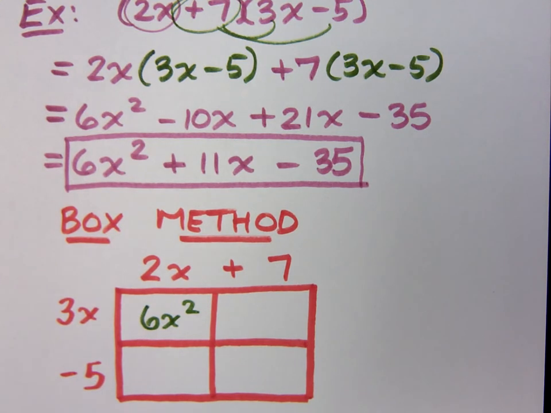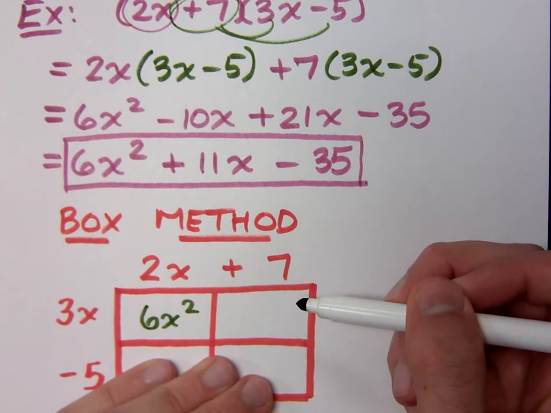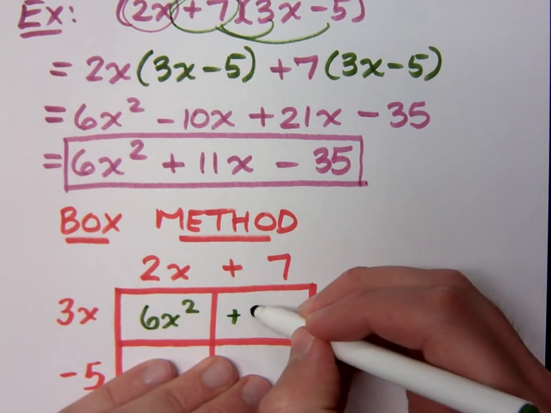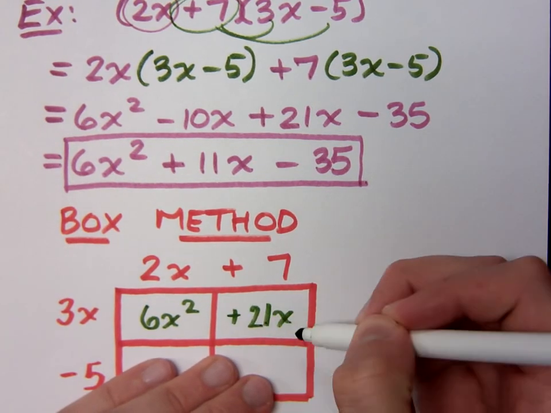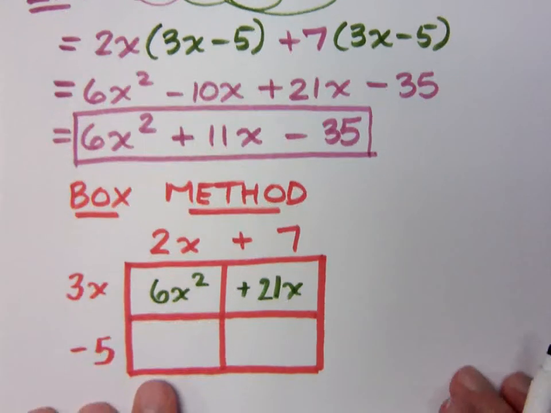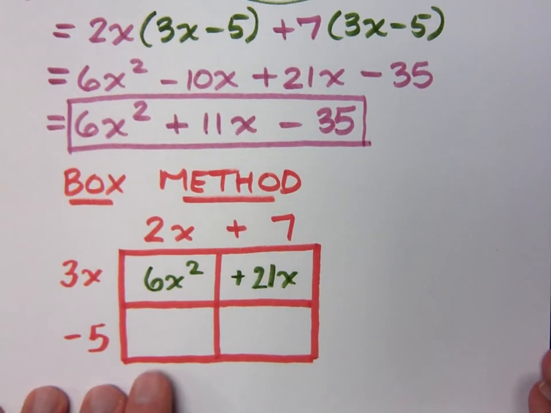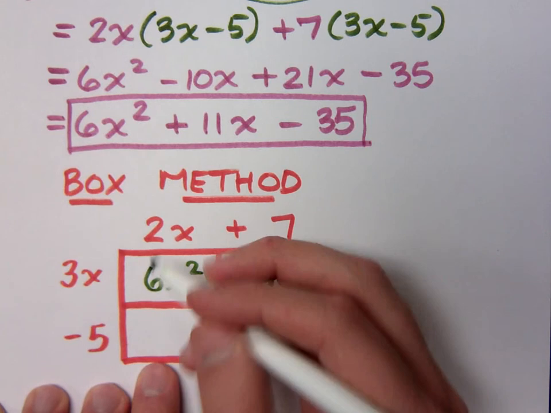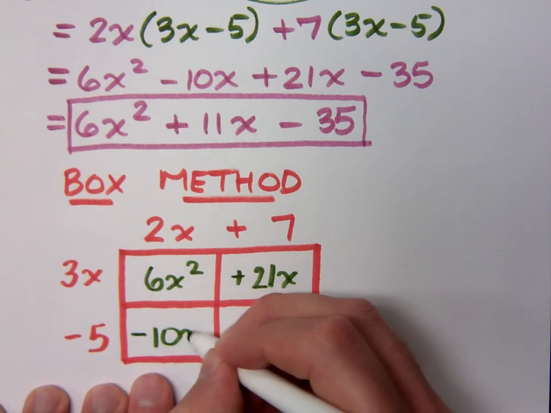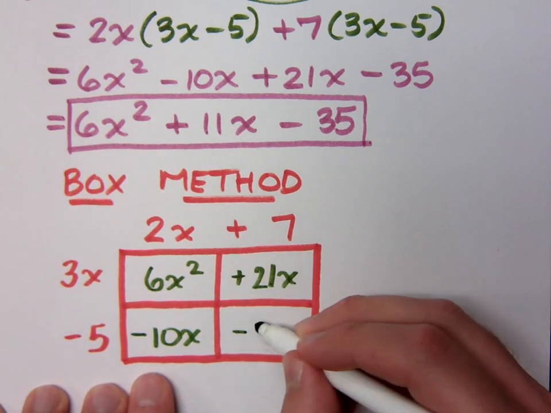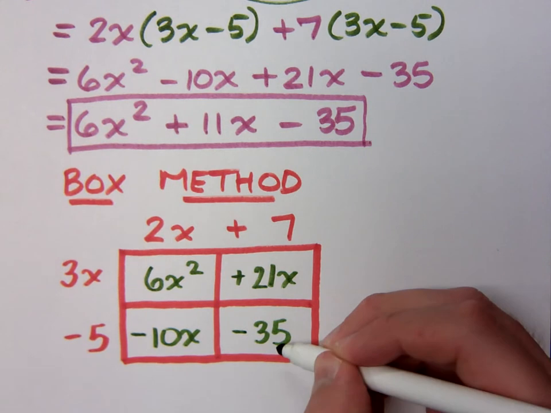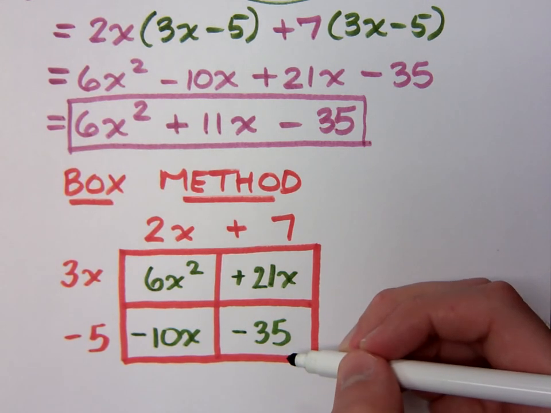Yeah, I got you. So, and then do this other product. What's 3x times 7? 21x. Positive 21x, right? And then keep working down here. What happens down here? Negative 5 times 2x is negative 10x, and then what? And then negative 35.